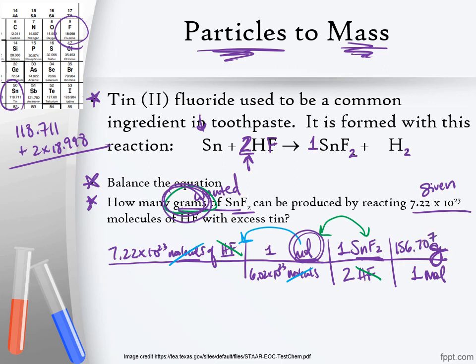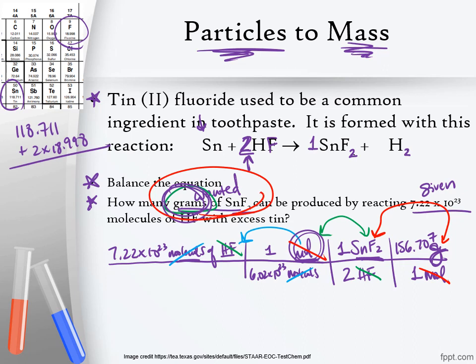156.707 grams per mole tin 2 fluoride. So here we have successfully canceled out moles top and bottom. Unit label left, I have grams of tin 2 fluoride. This is good because that's exactly what I wanted to find.